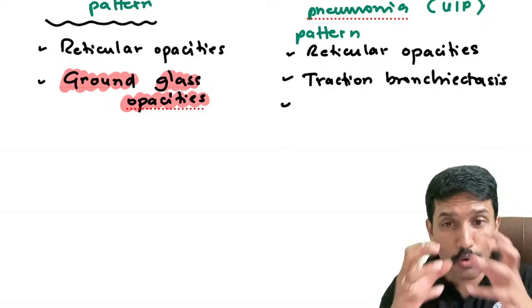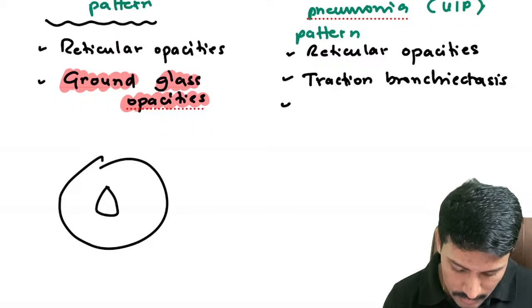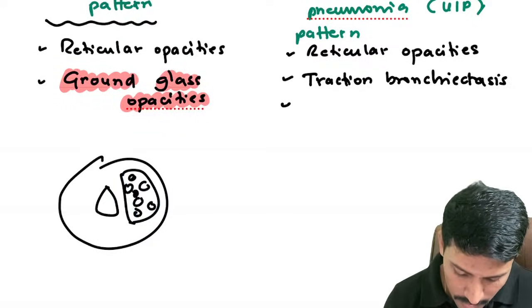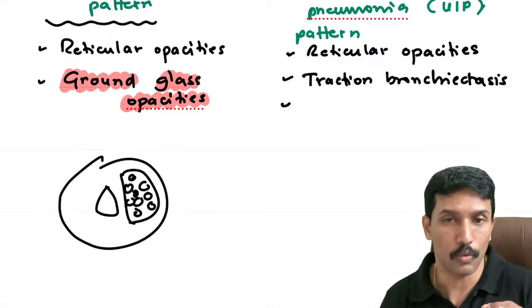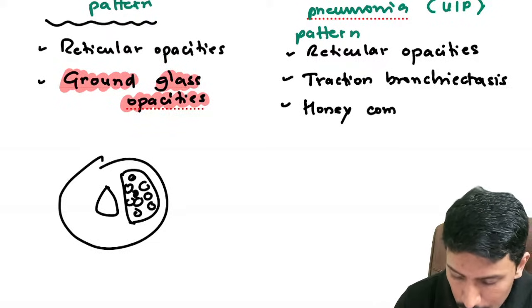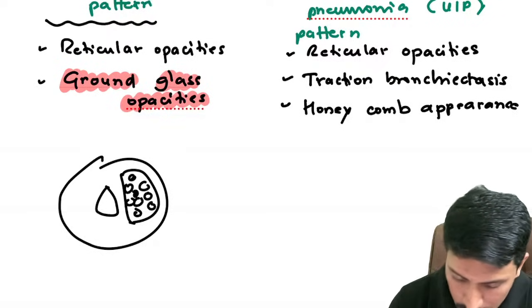And when there are too many bronchi dilated, the whole lung, like if this is one lung we are looking at, and many bronchi are dilated, this whole lung now starts appearing like a honeycomb. So that is what we call honeycomb appearance. Your examiners are looking for this word, honeycomb appearance.